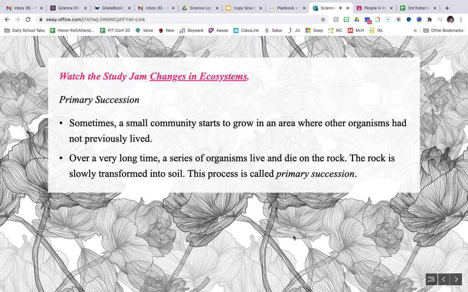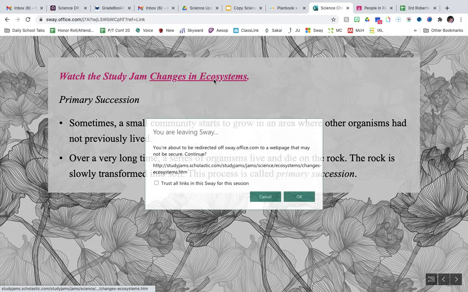So as you saw there, that is an example of succession after a forest fire. And you can see that things grow back really well. We are now going to watch our study jam on changes in ecosystems that will tell us about primary and secondary succession.